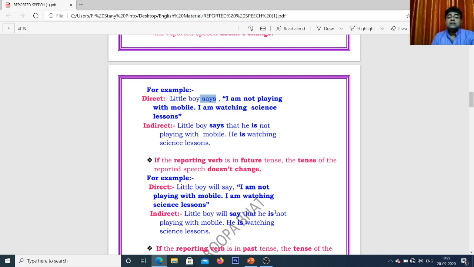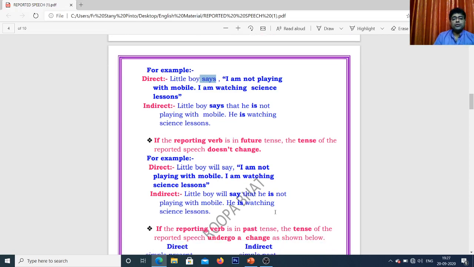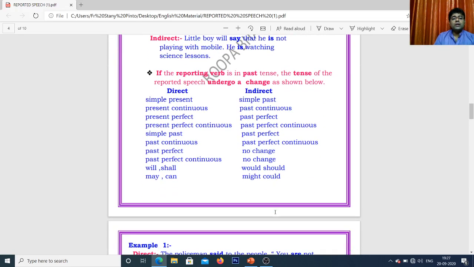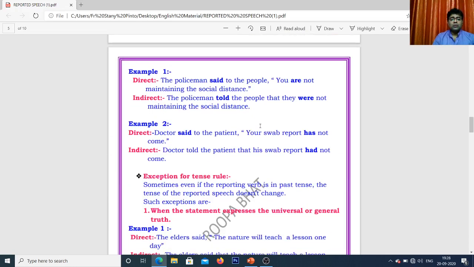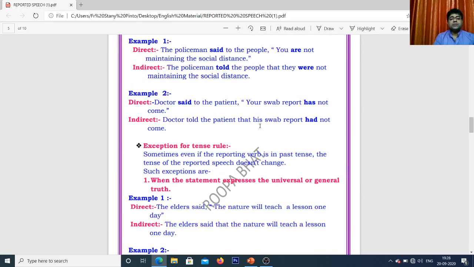But remember, this may not be there in your exam, but it's important for you to understand. Now, how does the change take place? You see here, simple present tense changes to simple past tense. Present continuous to past continuous. Present perfect to past perfect. I told you all these things. Right. Now, the rest are exceptions to the rules, which I already told you.